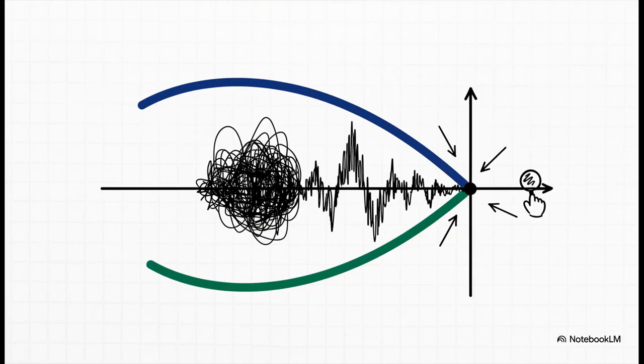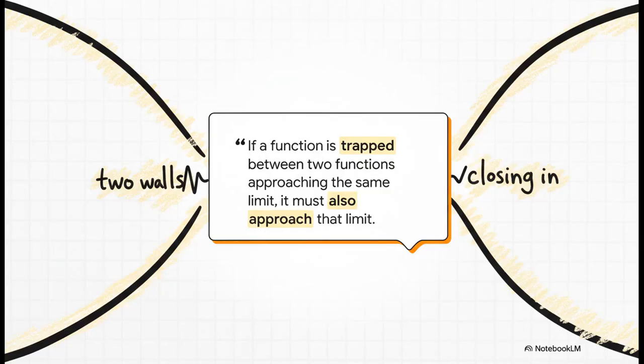The secret? It's a really clever technique called the squeeze theorem, and it's the perfect tool for trapping a function that just won't behave. The idea is actually pretty simple when you think about it. Imagine our wild function is literally trapped between two other, much nicer functions. Now, if those two outer functions are both heading towards the exact same point, like two walls closing in, then the function that's squeezed in the middle has no choice. It has nowhere else to go. It has to approach that same point too.